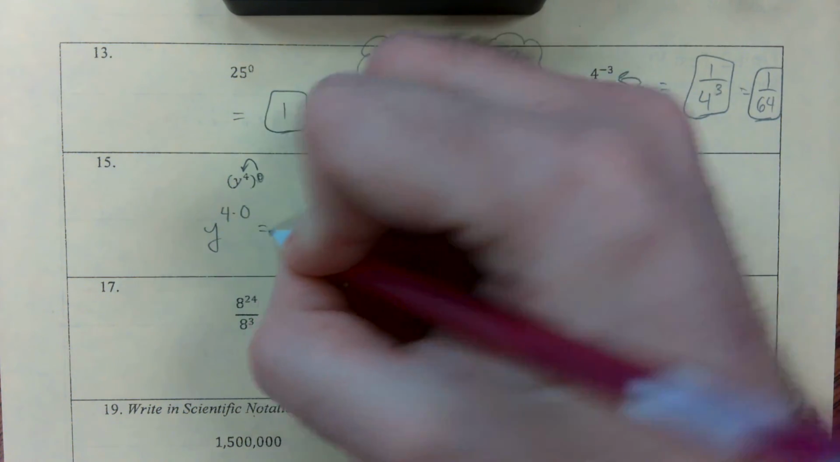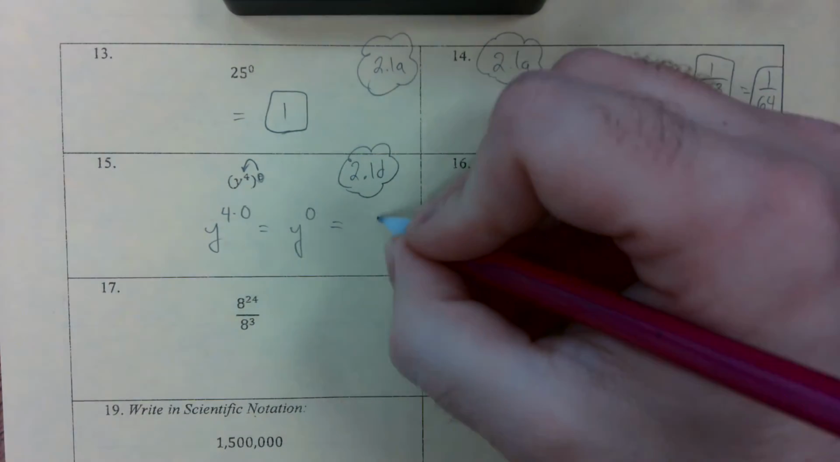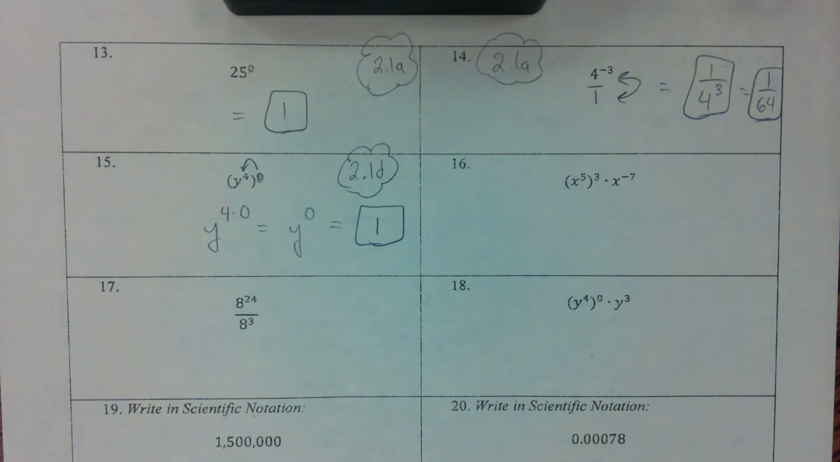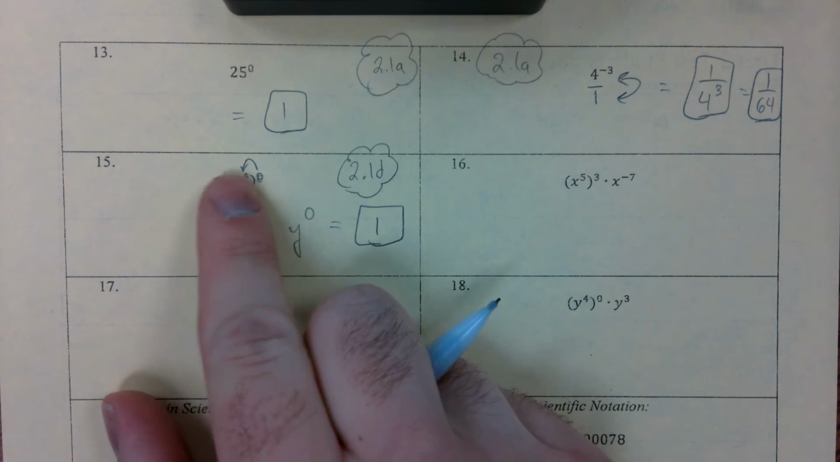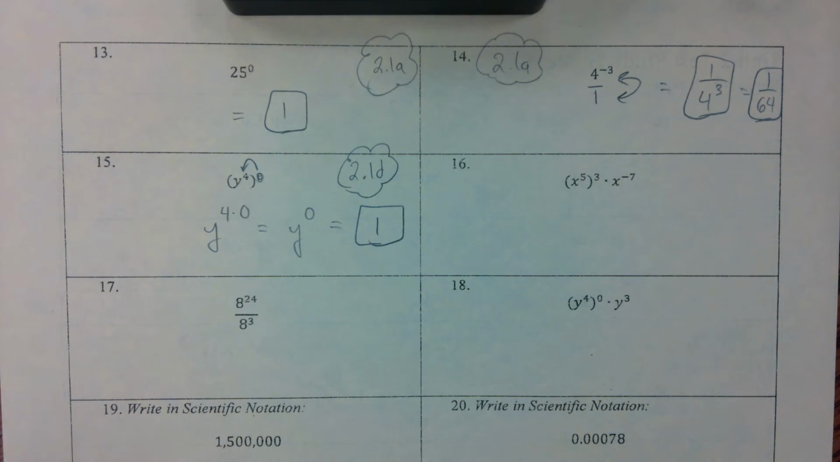4 times 0, giving us y to the 0, and anything to the power of 0 is once again equal to 1. Yes, you could have skipped that whole process and seen that this whole thing is being raised to the 0, so the whole thing has to be 1. You could do that too.